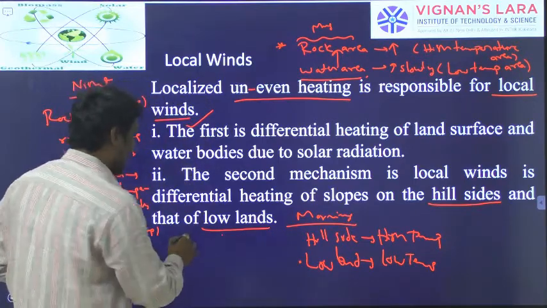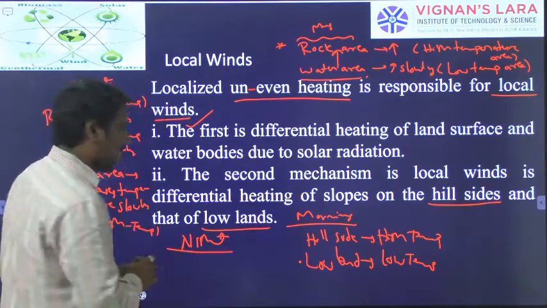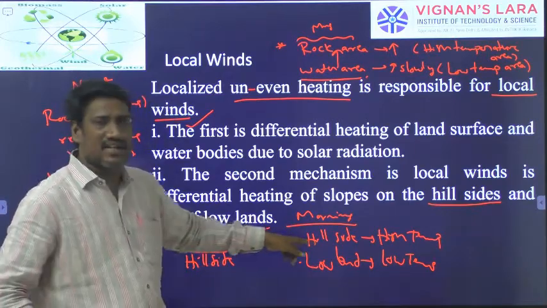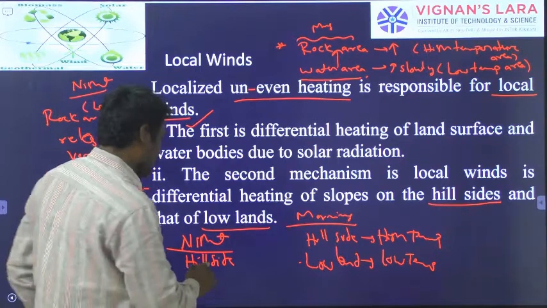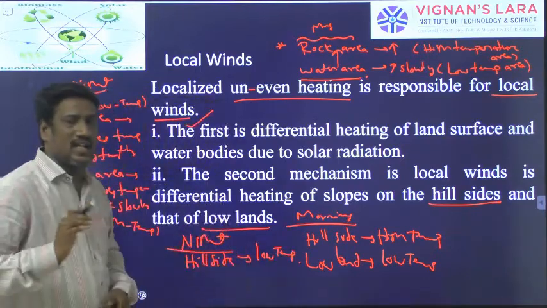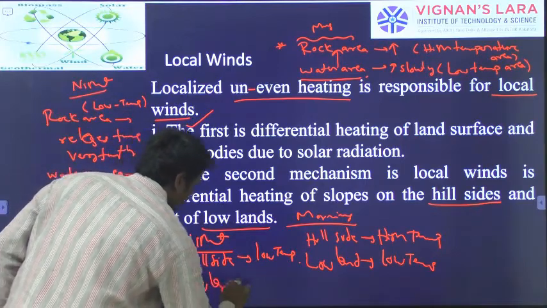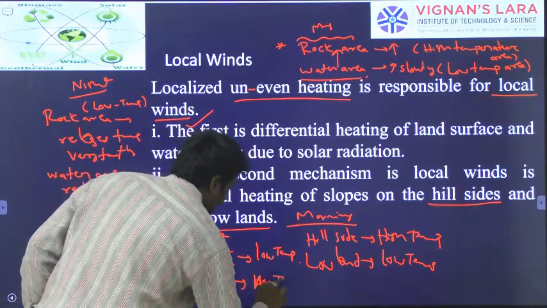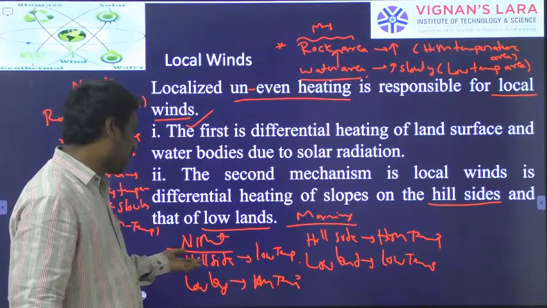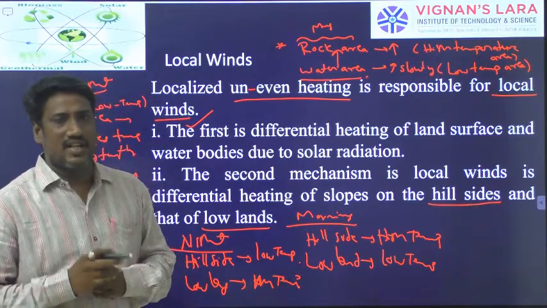Whereas coming to the night, the hillside will lose the temperature very fast, so you will have low temperature on the hillside in the night, and the lowland slowly releases the temperature such that the lowland will have high temperature. Now in the night, the direction of wind will be from the hillside to the lowland. Like that, wind direction changes.